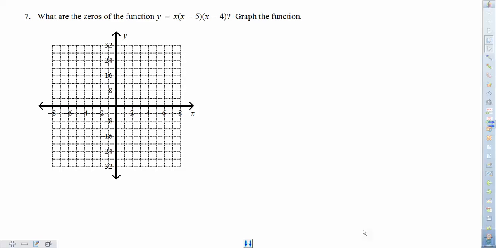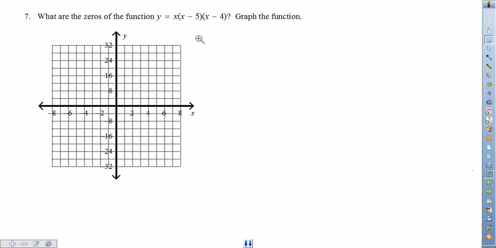Alright, moving right along here, looking at number 7. This question's asking you to find the zeros of that given function, and then after you've stated the zeros, they want you to graph the function. It's very nice that they already gave us a function that is already factored, and when it's already factored, we can use the zero product property.